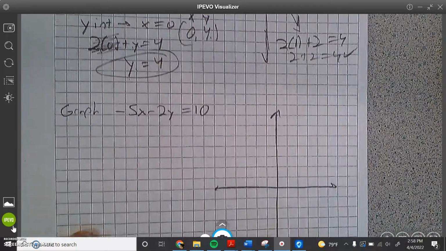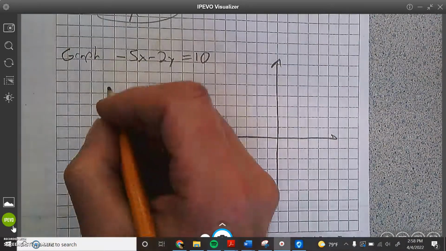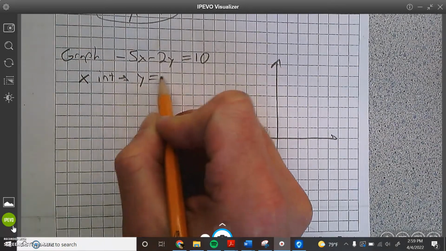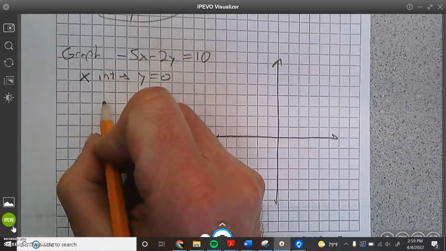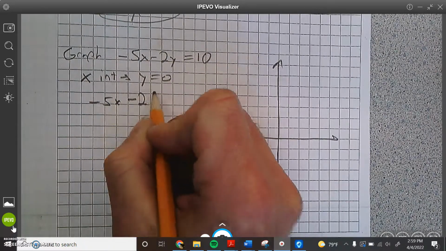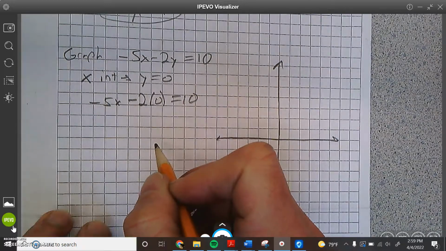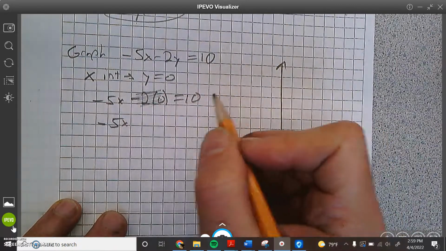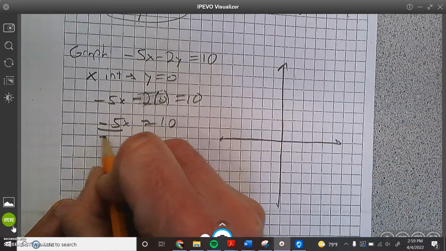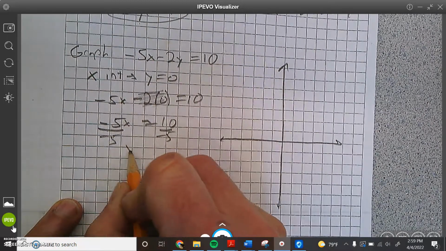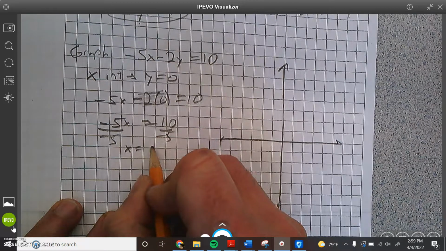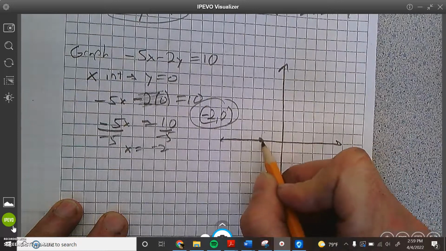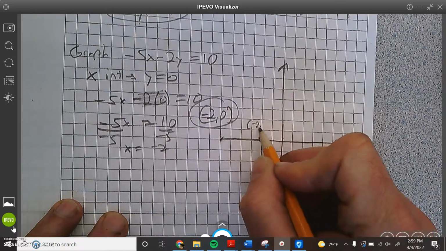Cool. Let's try this one. Ooh, negatives. This one's tough. All right. So x-intercept, that would mean y equals 0. So y equals 0. So negative 5x minus 2 times 0 equals 10. Okay. So negative 5x, this is 0, so I can just get rid of that. So divide by negative 5, not positive 5. x equals negative 2. So negative 2 for x, 0 for y. Right here.